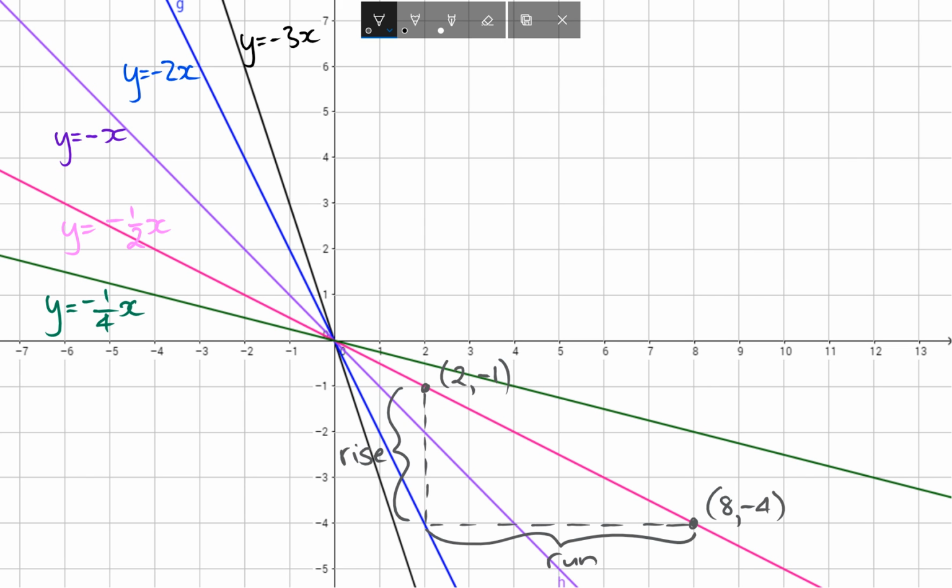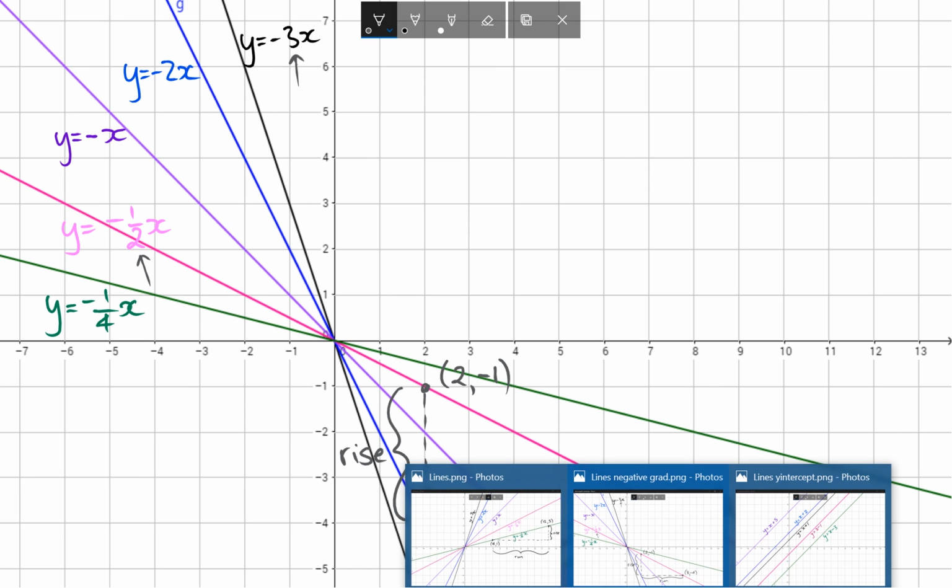Although we have negative gradients here, we can still see that the black line is far steeper than, say, the purple and the pink line. And so you'll also notice that the number in front of the x, so here, it's a lot bigger there, even though it's a negative gradient, than, say, here. So gradient is how steep the line is. So let's work out the gradient.